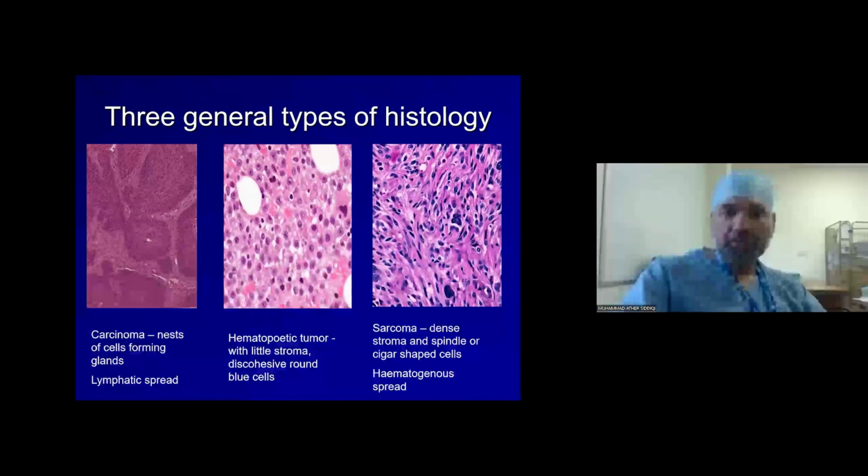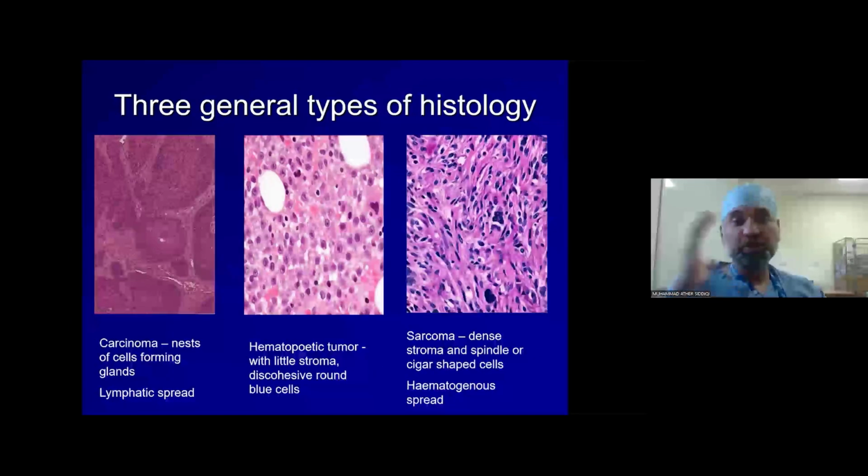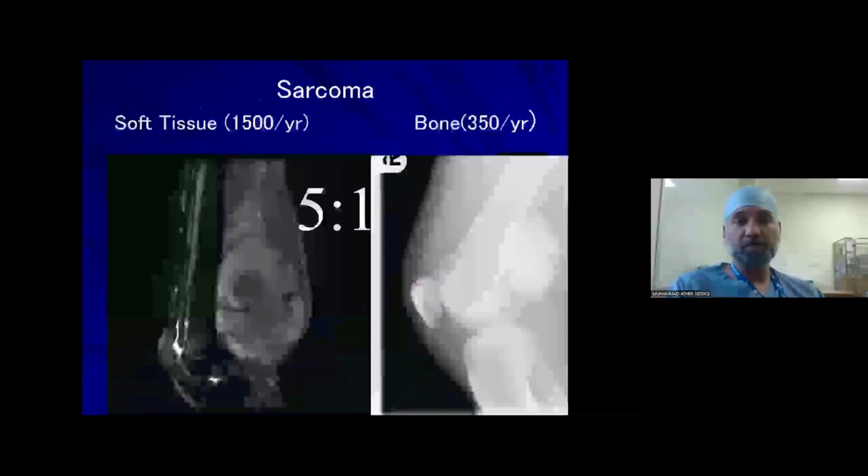Now, there are different types of histology. There are three general types of histology. You've got carcinoma, which comes from the spindle cell layered tissue that looks like lining epithelium. Then you've got hematopoietic tumors, which have little stroma around, and you've got a lot of hematopoietic pluripotent cells in it. But then sarcoma, again, spindle type, stromal, cigar-shaped cells, and that's the general feature of the sarcoma. Just to show you some slides.